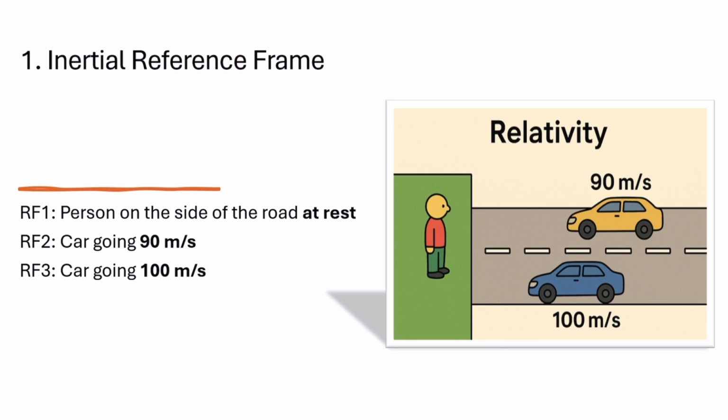So the man that's standing on the side of the road, he can view the car that's going 90 meters per second as 90 meters per second, and the guy going 100 meters per second as 100 meters per second. However, the guy driving the yellow car going 90 meters per second views the blue car as only going 10 meters per second because his point of reference is already 90 and the blue car is only doing 10 more than him. So you have to understand that there are different points of reference when trying to understand relativity.